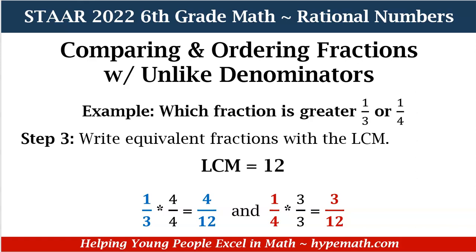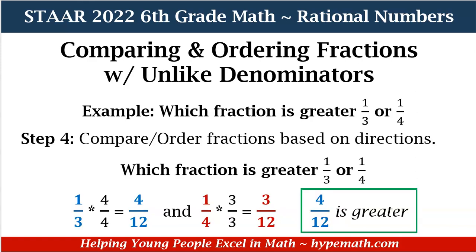Now let's do the same thing to 1/4. We must ask ourselves, with the denominator being 12, what times 4 is equal to 12? And that is 3. Since I have to multiply the denominator by 3, I must also multiply the numerator by 3 as well. That is why we have 1/4 times 3 over 3. Multiplying our numerators going across, 1 times 3 is equal to 3, and 4 times 3 is equal to 12. So 1/4 with the equivalent fraction is 3/12.